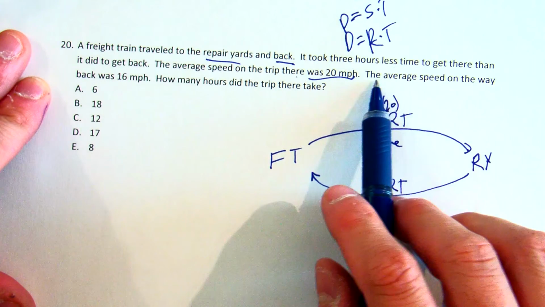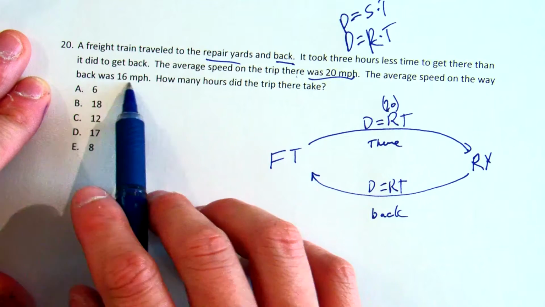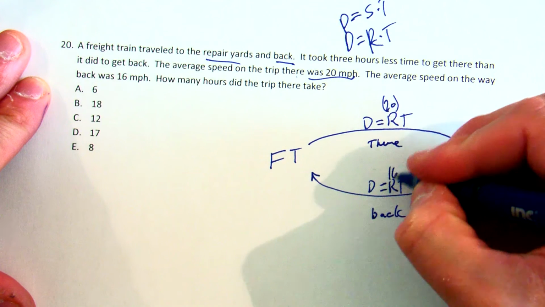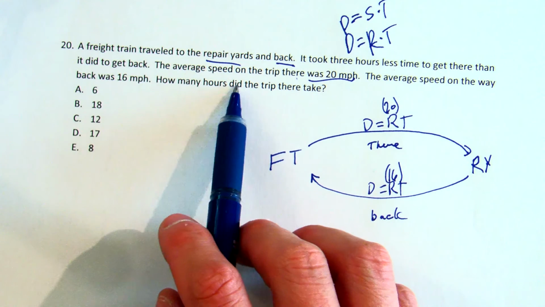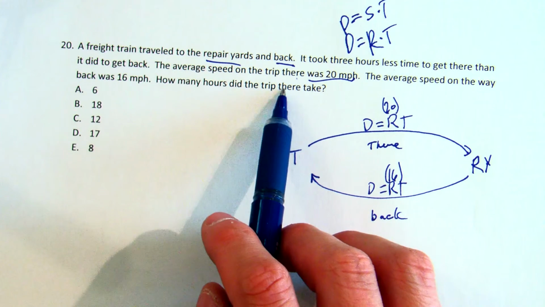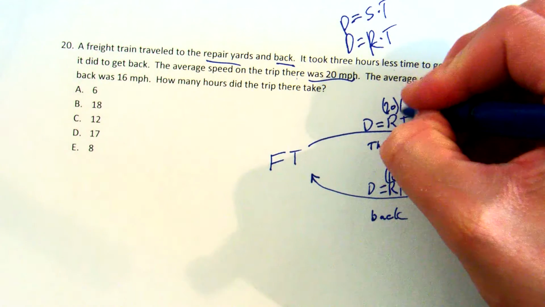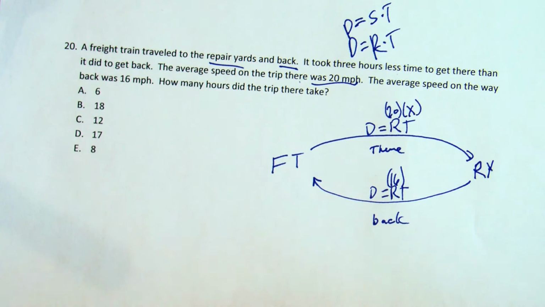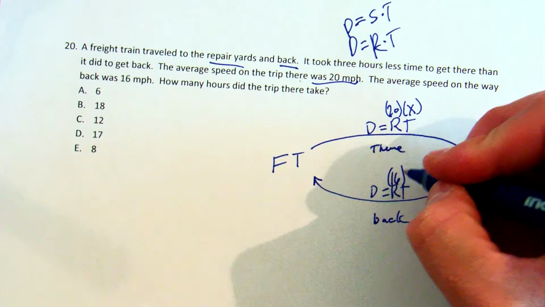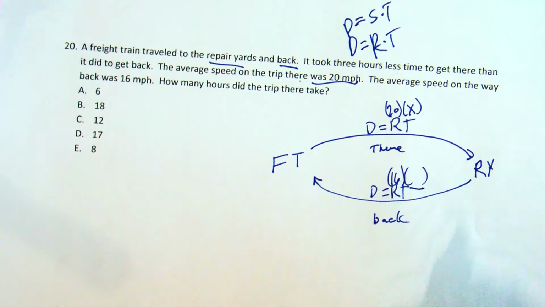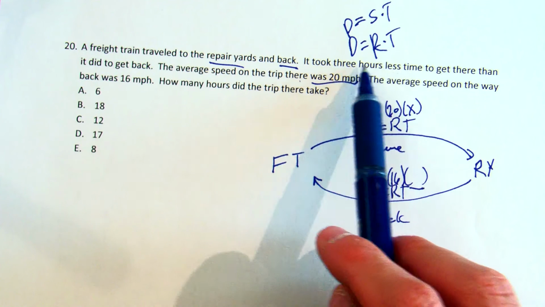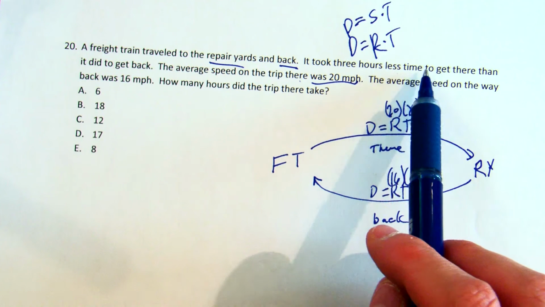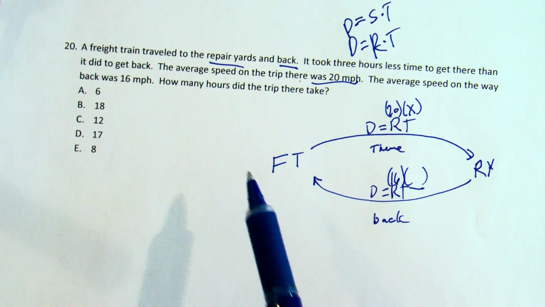Cool. The average speed on the way back was what? 16. Okay. So the question is, how many hours did the trip there take? So what I'm trying to find is X here. And now I need to find the time here. But if you look here, this is where it gets tricky. It took 3 hours less time to get there than it did to get back.